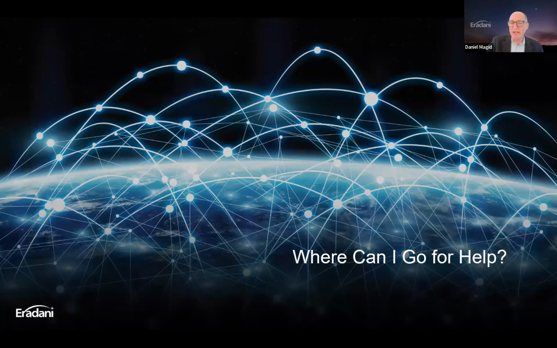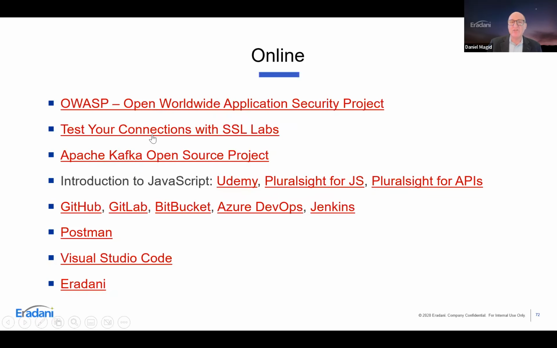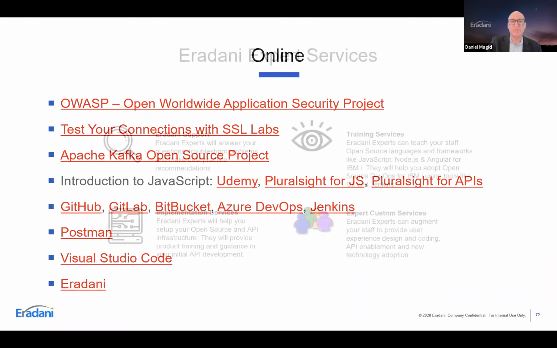And if you need help on any of this stuff, you're going to get a bunch of these links. This is kind of a cool one. SSL Labs will actually go out and hit your APIs, and they'll tell you if you have security issues. So you can actually go out there and get a grade on how secure your API environment is. There are lots and lots of things you can do, and there will be links in the materials we give you to go to these sites.